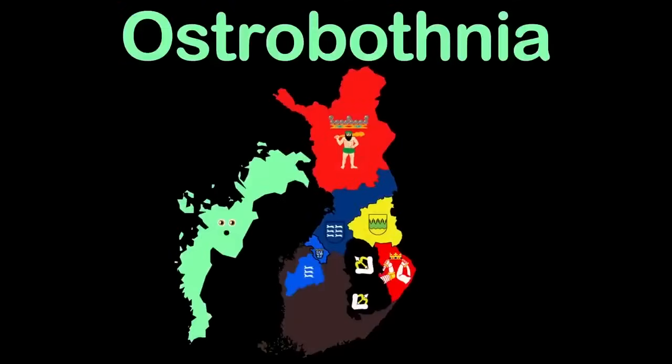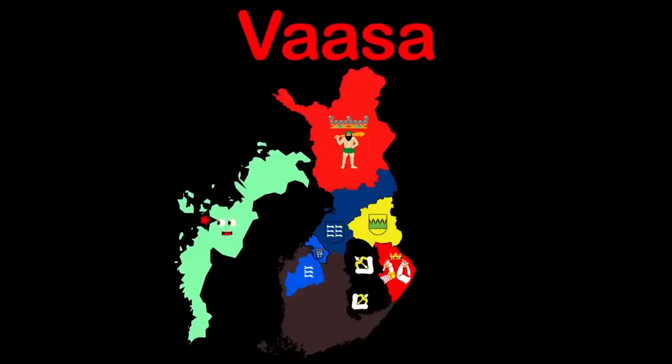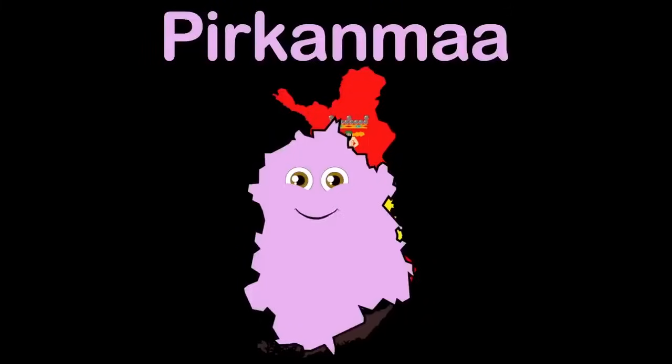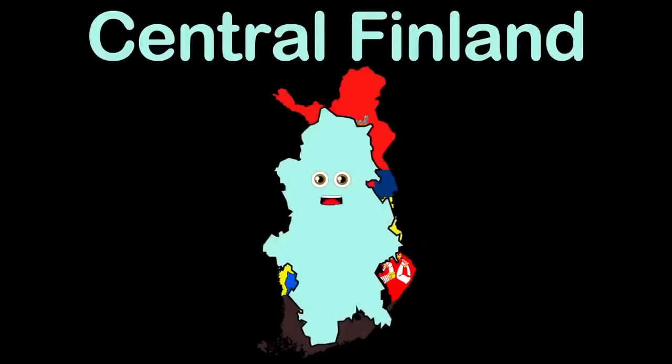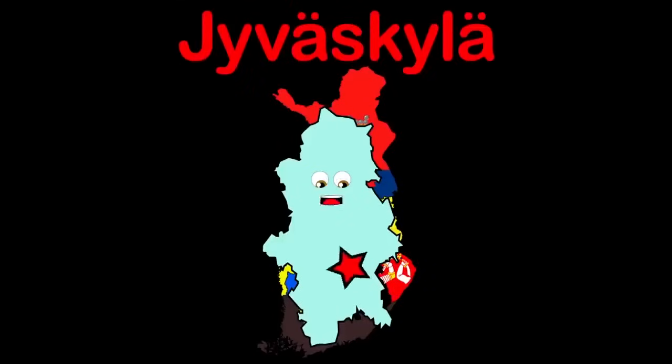I'm Ostrobothnia, on Finland's western coast. My capital, Vaasa, I love the most. I'm Pirkanmaa, that is my name, you can plainly see. Tampere is my capital, this lesson was free. I'm Central Finland, that is my name in English. Visit Jyväskylä, it is quite a dish.